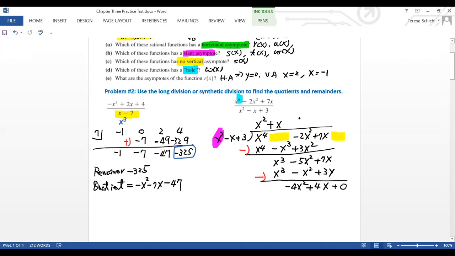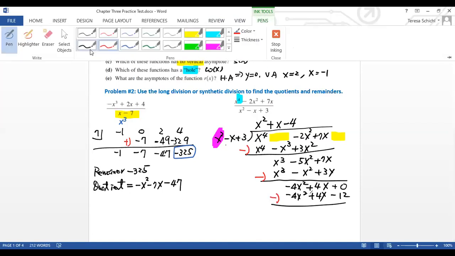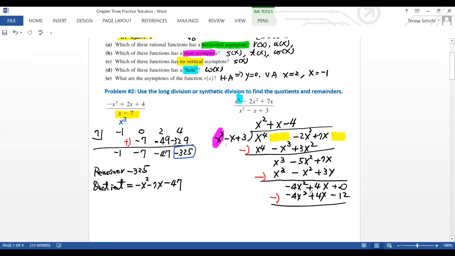Now I need to match negative 4x squared, so I use negative 4. Negative 4 times x squared is negative 4x squared. Negative 4 times negative x is positive 4x. Negative 4 times negative 3 is positive 12. Don't forget you need to subtract again, so all of this cancels, and 0 minus negative 12 is 12. So we know the remainder is equal to 12. And what is your quotient?